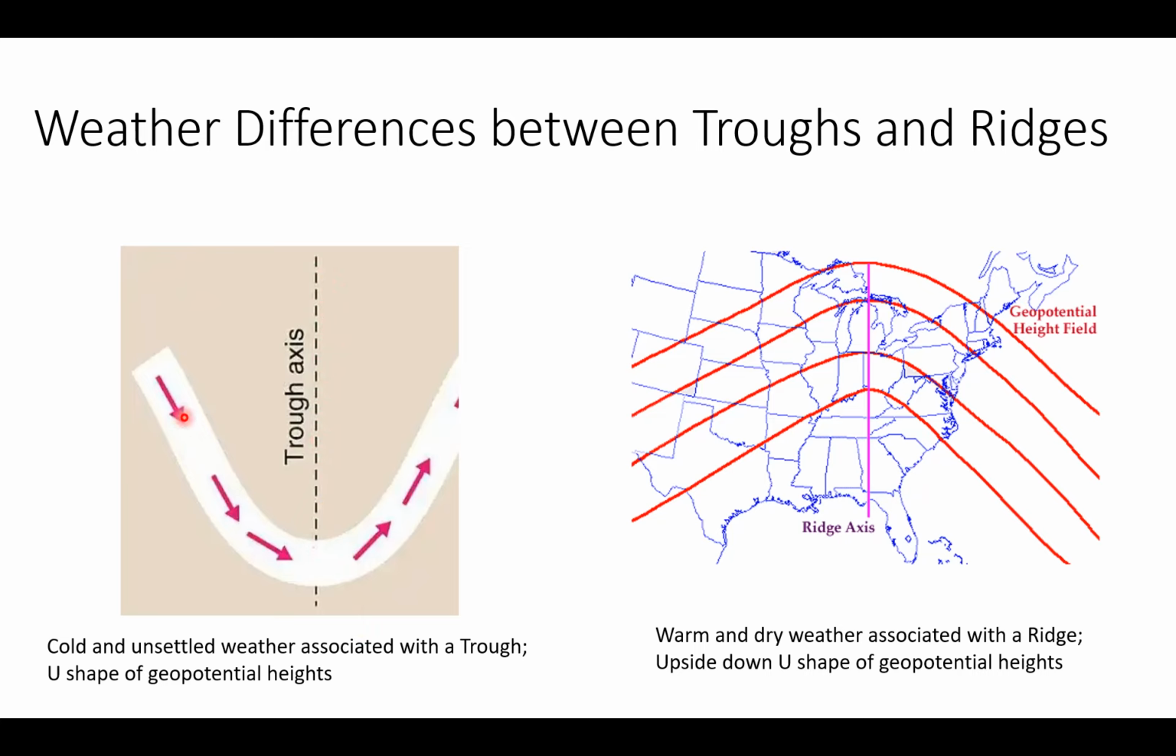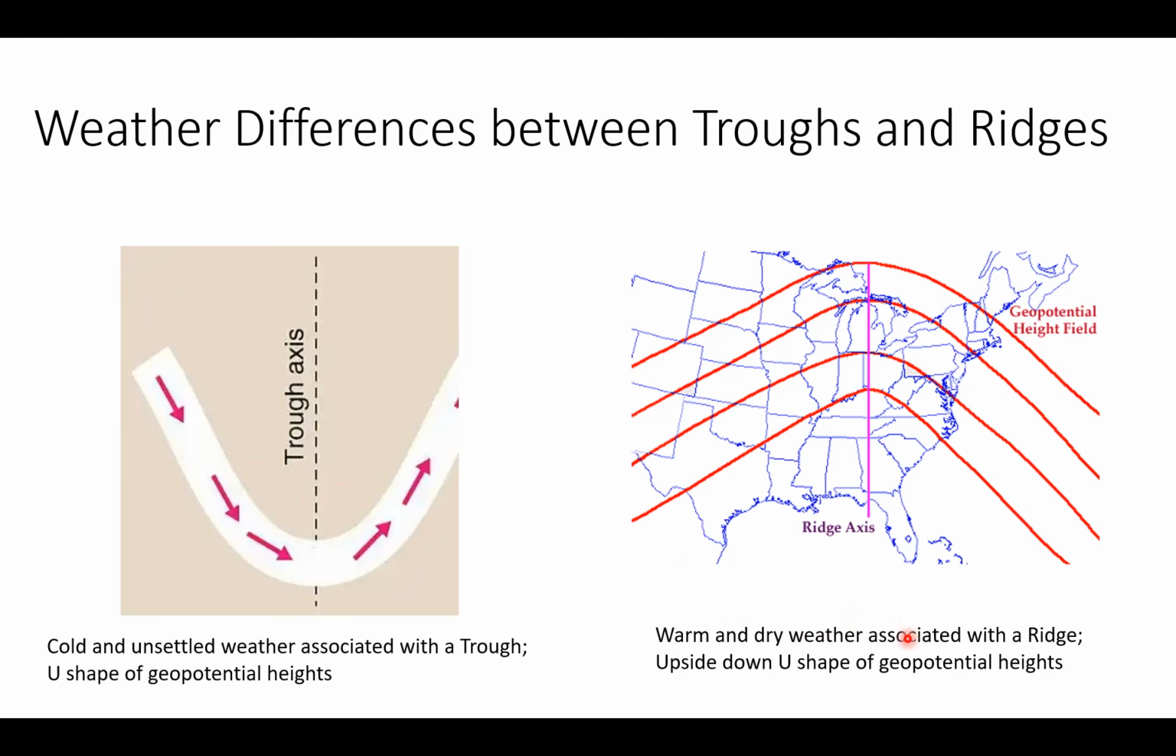What you'll see when you're looking at the 500 millibar chart is geopotential heights. And whenever you see the geopotential heights take on more of a U shape like this, the U-shaped pattern, that's associated with a trough. Typically with troughs in the upper levels, you'll see cold and unsettled weather conditions.